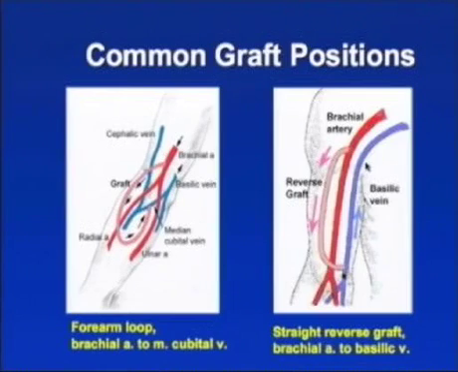The diagram on your right shows a different type of graft. This is a reversed graft. The graft comes from the brachial artery and is anastomosed distally into the basilic vein. So this gives us a line, or an access, for multiple punctures. One of the advantages of the loop graft is there's actually more sites available because it's a longer length of dialysis access.